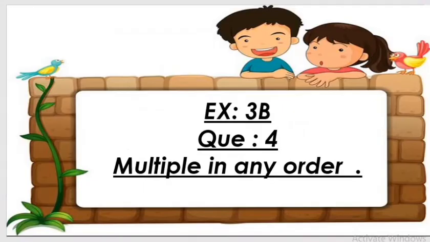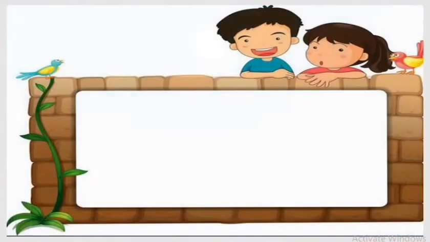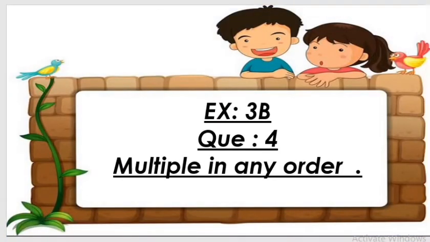What is question number 4? Let's check here. Question number 4 is what? Exercise number 3B, question number 4. Multiply in any order. So now we multiply in any order.